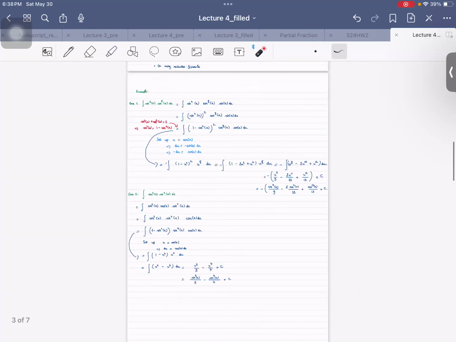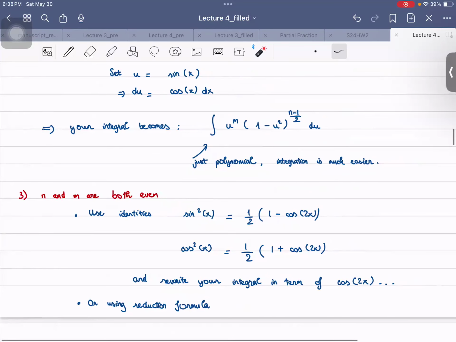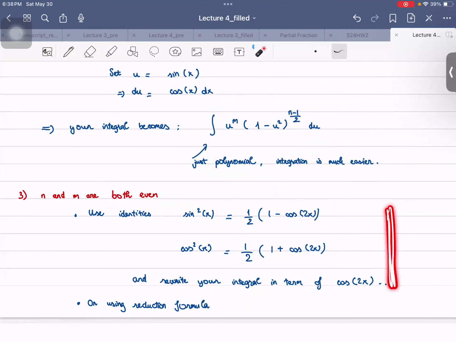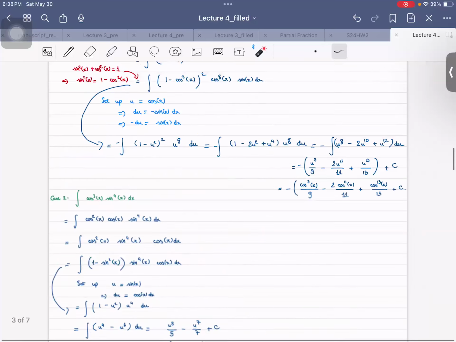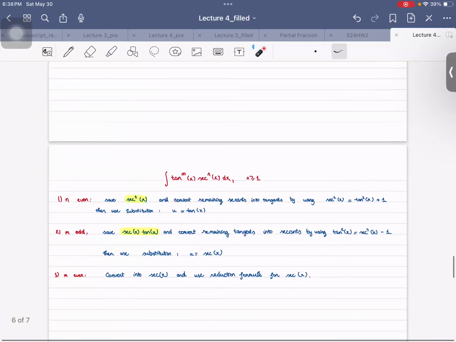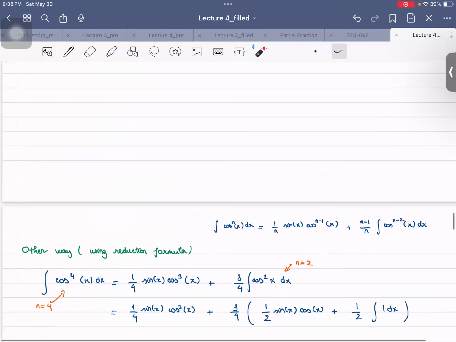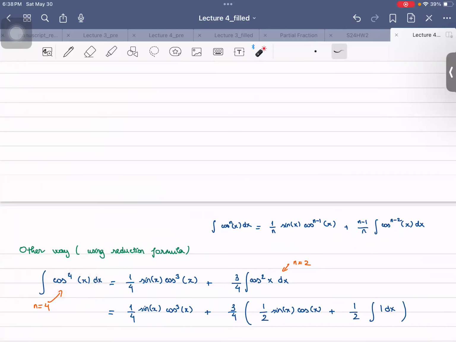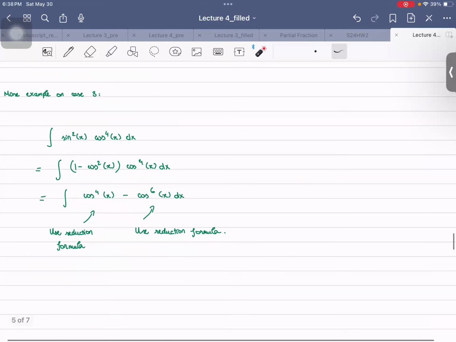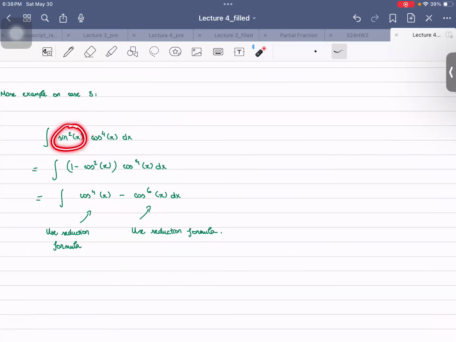So if n and m are both even, you can use the trig identities, or you can use the reduction formulas. It depends on the case. Okay, some other example. Over here it's still quite easy because you have cosine to the power of 4, and you don't even have sine of x inside your integral. But if you have sine of x, for instance over here, and have sine squared of x, and both powers are even.